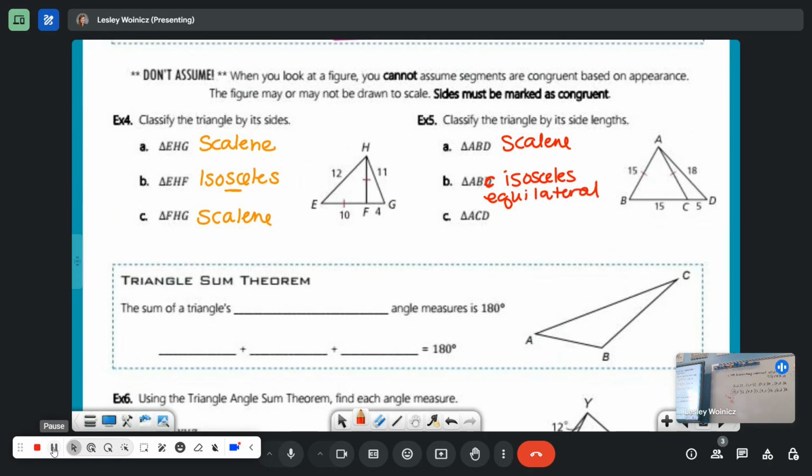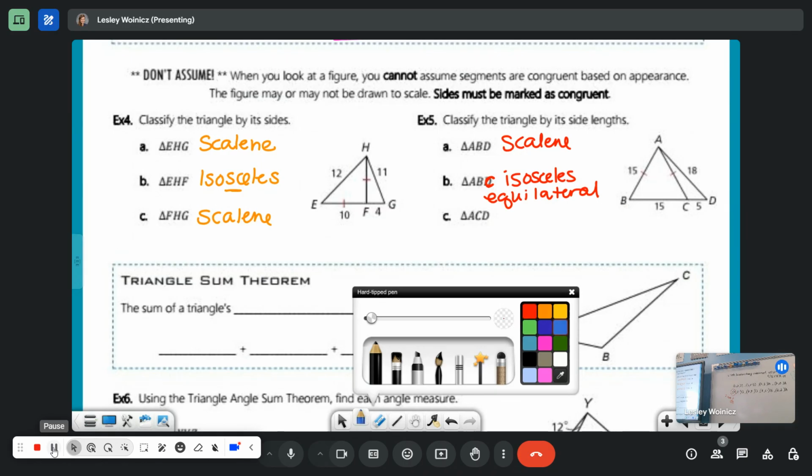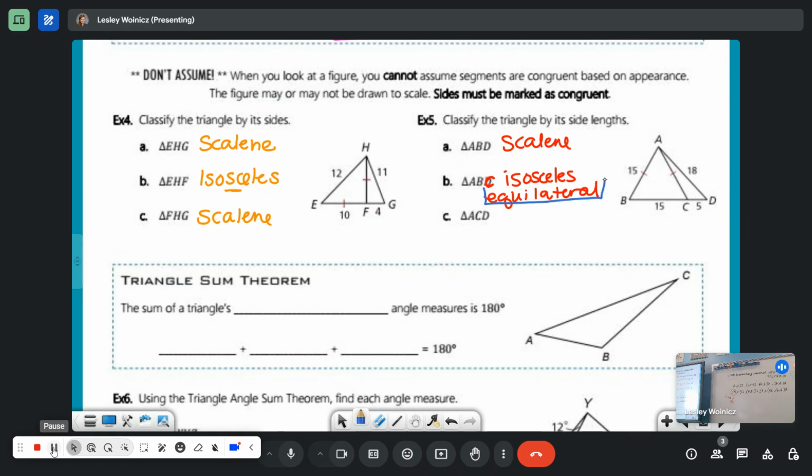Okay, if you can only pick one, you have to pick the most specific. Does that make sense? If it's like a select all that apply, it's both. If you have to pick the most specific, you pick the most specific. What about triangle ACD? Yeah. All right.